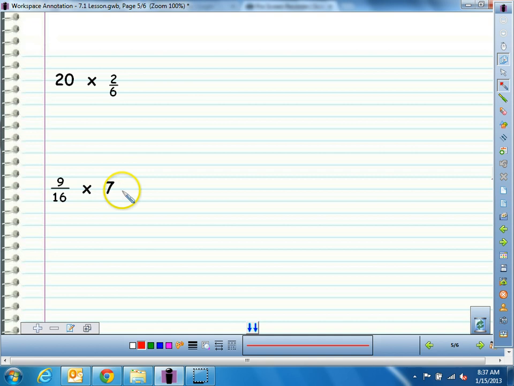Don't get confused with the whole number coming second. Remember, in multiplication, we can switch them around, no problem. That 2 times 3 is the exact same thing as 3 times 2. So go ahead and do these in your notebook.